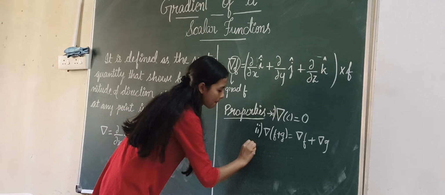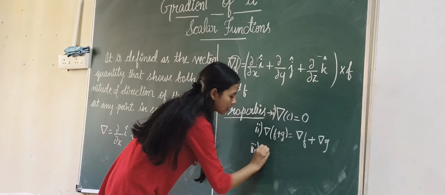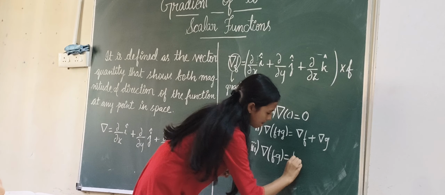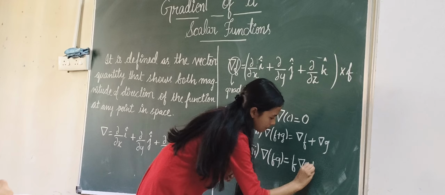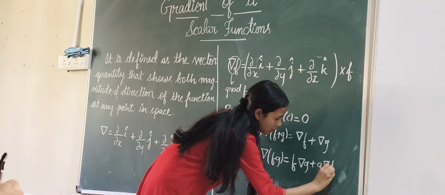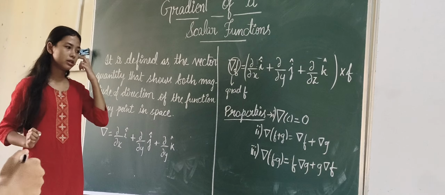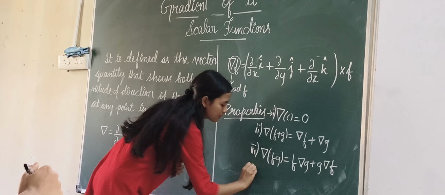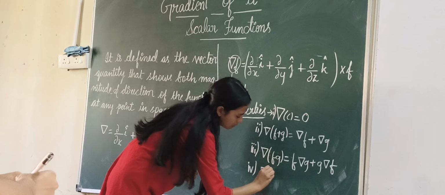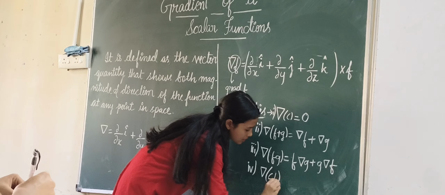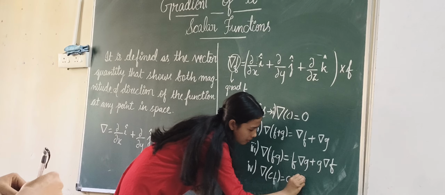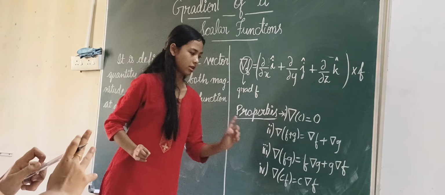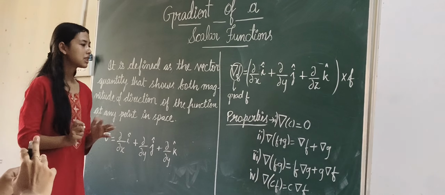And thirdly, del of F G, it is the same as the derivative of a product rule. And lastly, del of C F, which means the constant will come out from outside the variables. So these are the properties.